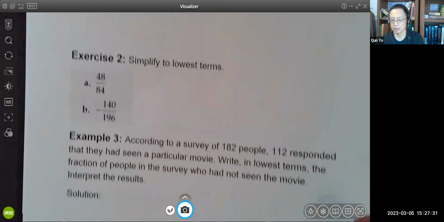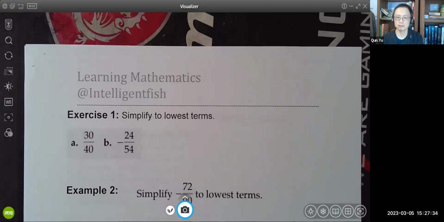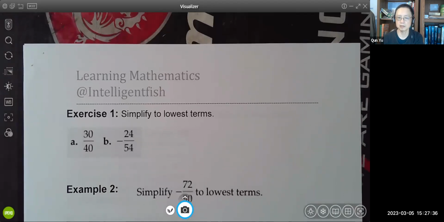Okay, let's move on to the next page. And your first exercise problems, 2 of those. Answers to these exercise problems are in the comment area below the video.